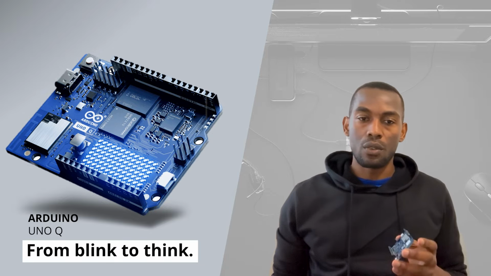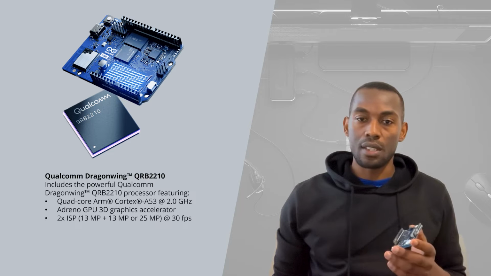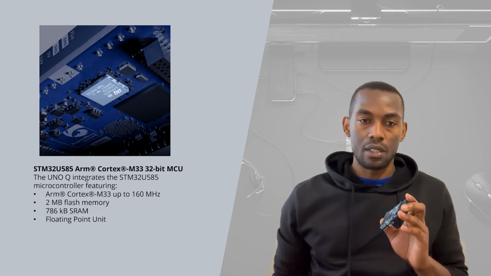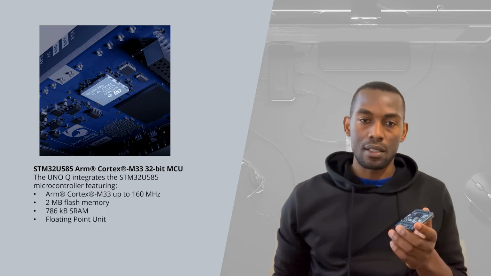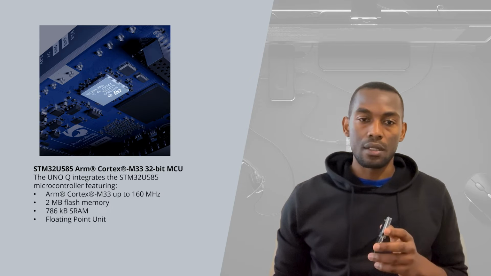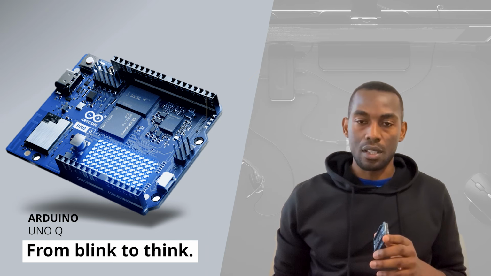So what makes the UNO Q different? The UNO Q features a Qualcomm Dragonwing QRB2210 application processor. This processor is designed for edge AI, embedded vision, robotics, and even gateway applications. It also features an STM32 real-time microcontroller, which is able to run up to 160 MHz for deterministic timing and control. Together these processors let you split the work: Linux for intelligence and the microcontroller for precision.